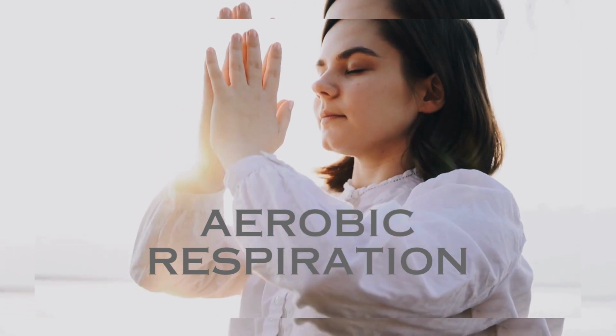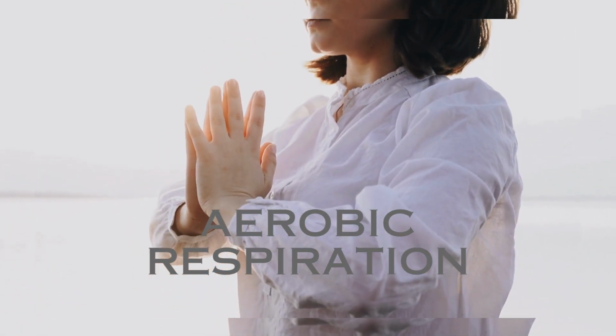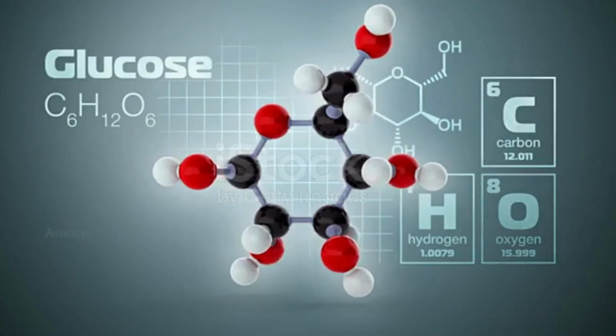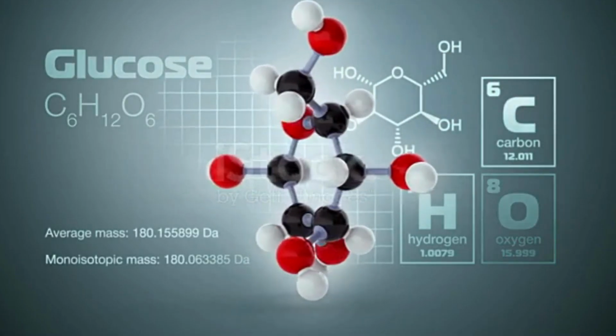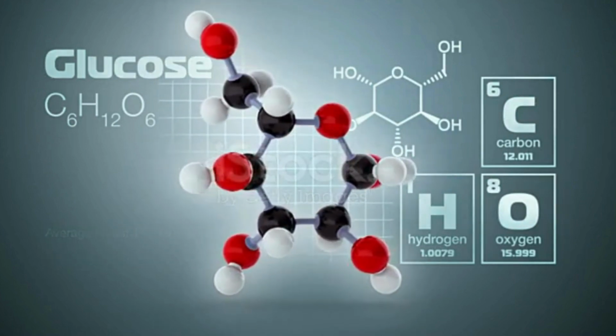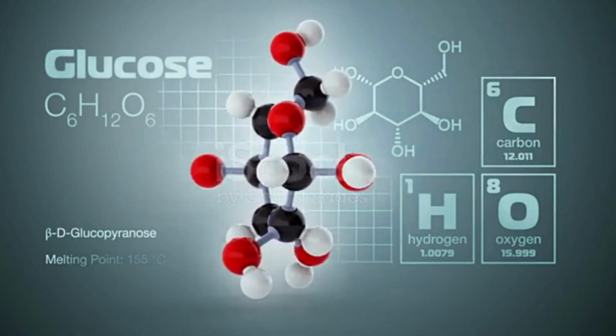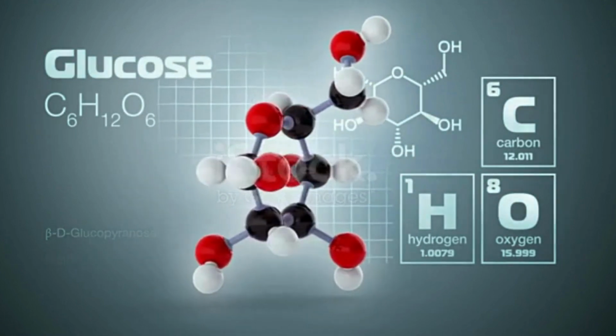The word aerobic means air, and this form of respiration requires oxygen. Our bodies take in oxygen when we breathe, which then reacts with glucose in our cells. This process happens in 3 steps: glycolysis, the Krebs cycle, and the electron transport chain.